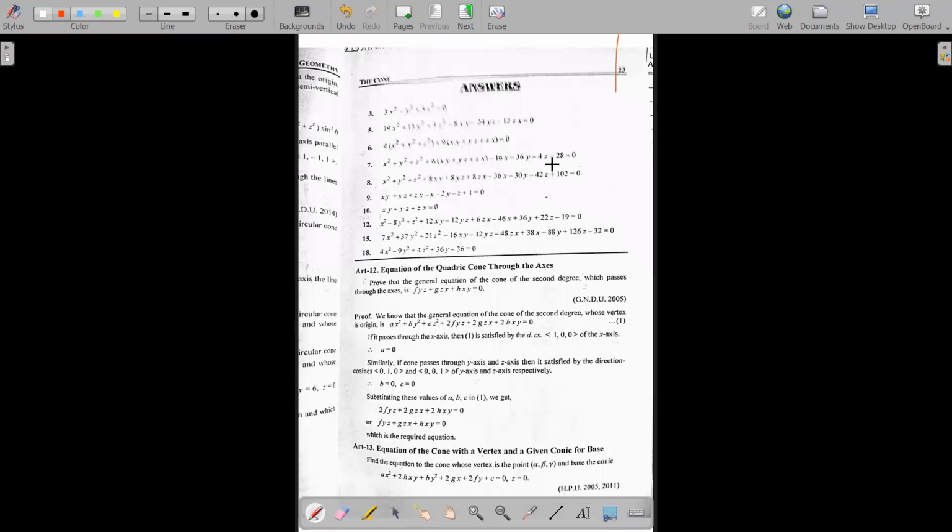So we started with the cone, right? So today in today's class, we will try to see the equation of the cone whose vertex is given. So vertex is any general point. We know vertex is what, right? Vertex of a cone is the point of intersection of the generator and the axis.